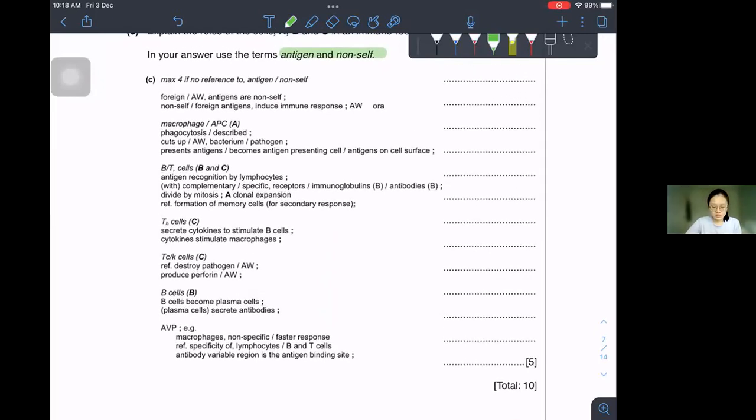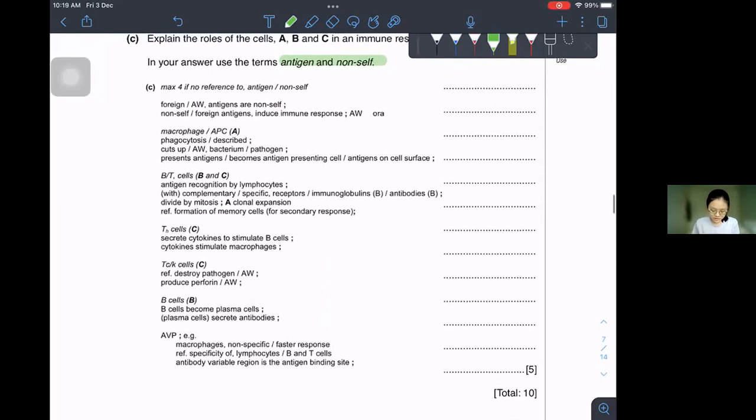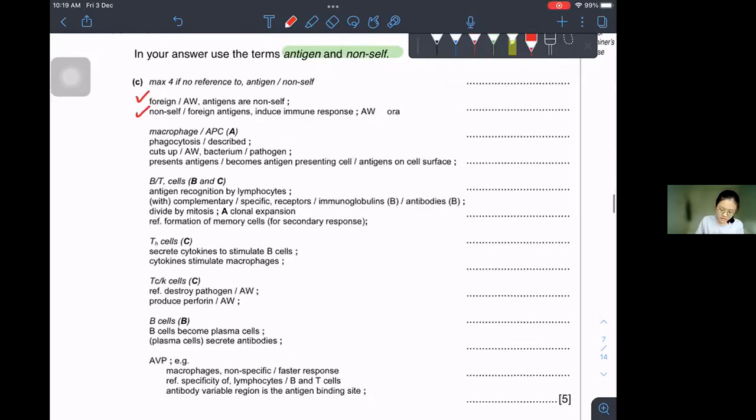The definition for antigen is any large molecule recognized by the body as non-self or foreign that can stimulate our immune response. So since the question asks to write our answer using antigen and non-self, if you write the whole definition of antigens, you can get 2 marks, because here they mention antigens are non-self and foreign, and antigens will induce our immune response.